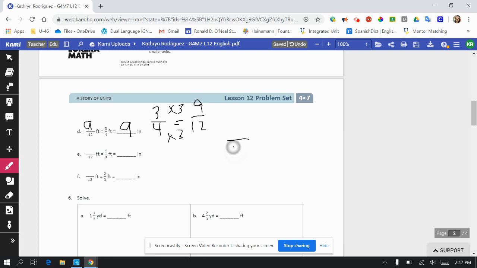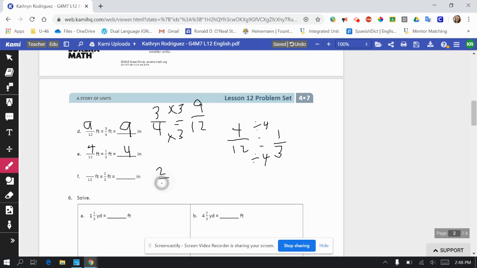Next one. So how many twelfths will equal 1/3? Okay, so here, remember multiplication and division are like the other one backwards. So 12 divided by what equals 3? 4. So what divided by 4 will equal 1? 4. So 4 twelfths and 4 inches.